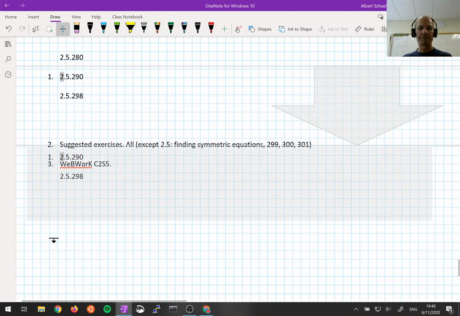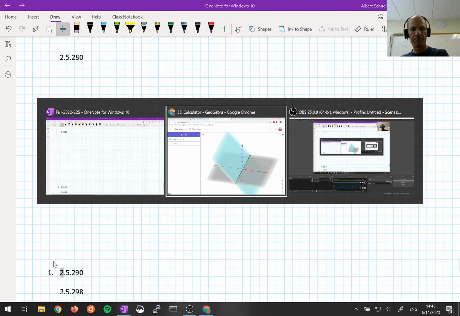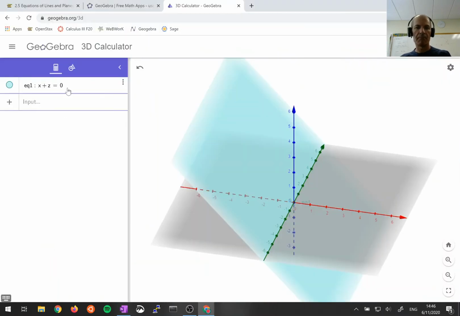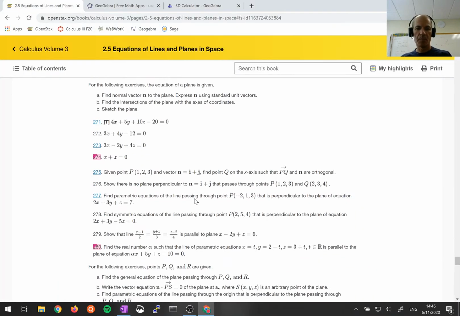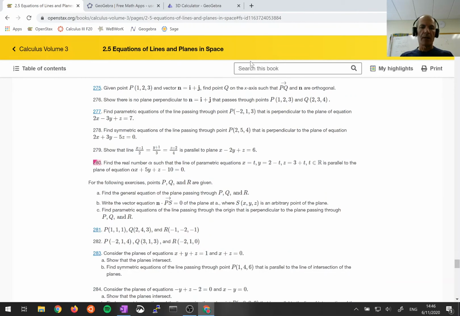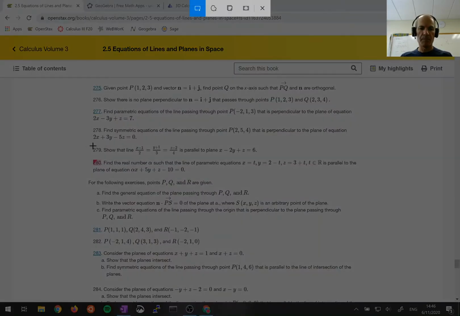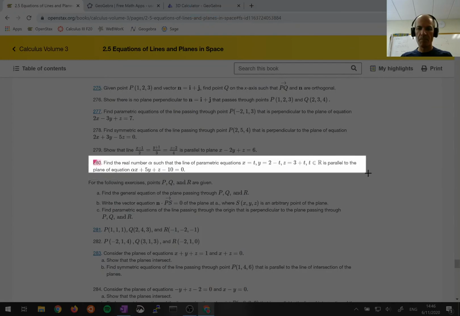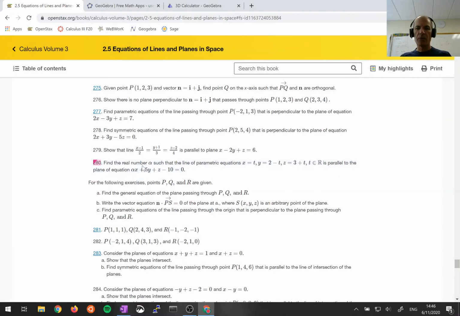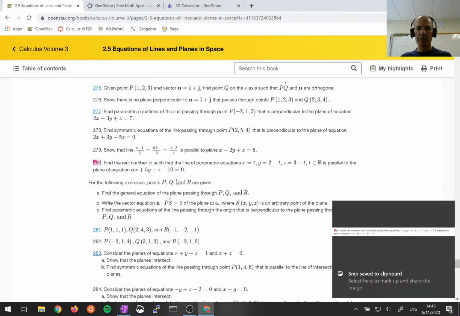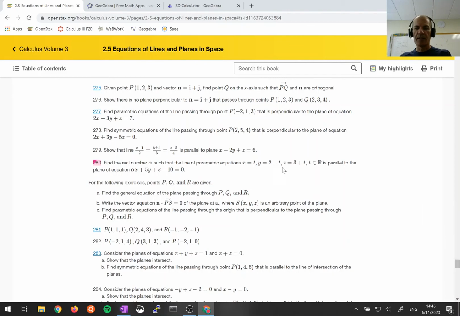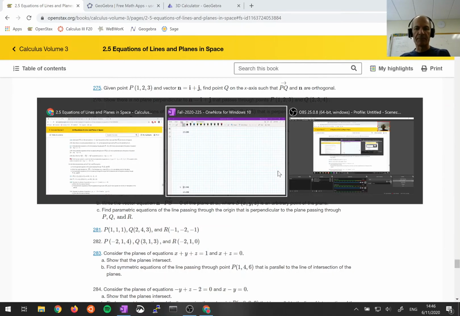280. All right, a little bit more sophisticated problem here. Want to find the real number. We've got a free parameter in this equation for the plane. Want to find the real number that causes this plane to be parallel to this line.